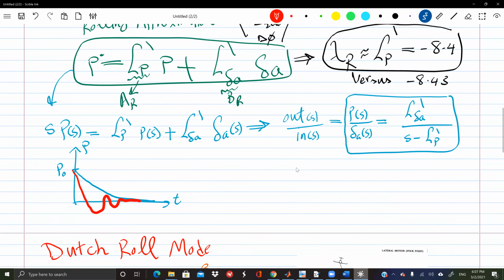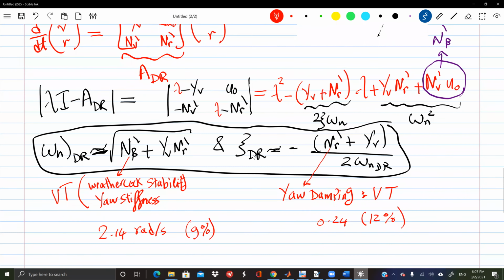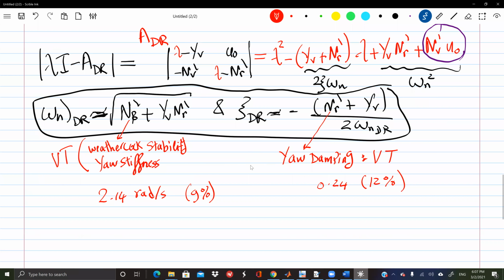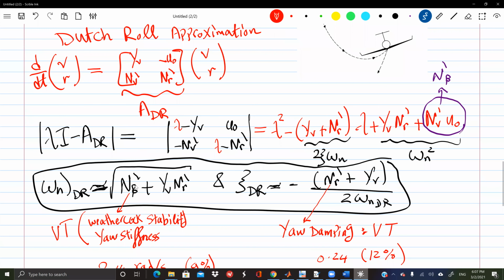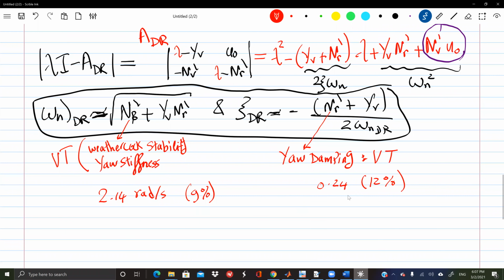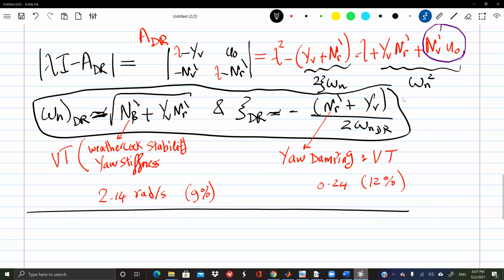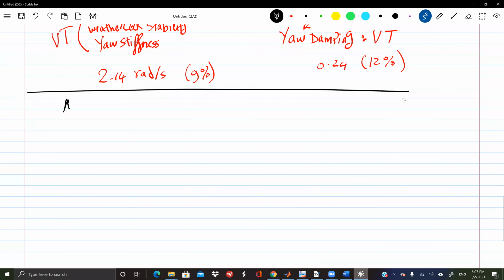So we're done with the Dutch roll mode. Like I said, it's an important mode because it's annoying to passengers. It's annoying to pilots. We need to adjust this mode. We need to spend some time with it. The approximation is good, but it's not very accurate. In particular, it misses some physics. What are the most important physics that is missed here? So let's talk about that. Physics missed in the approximation.